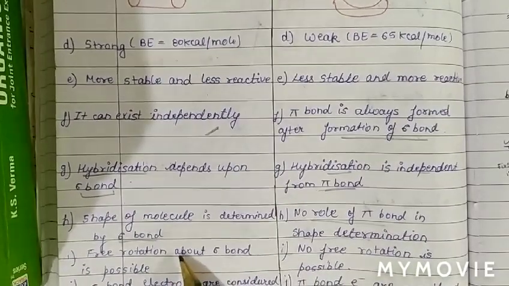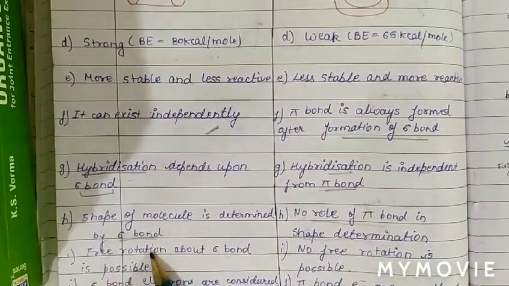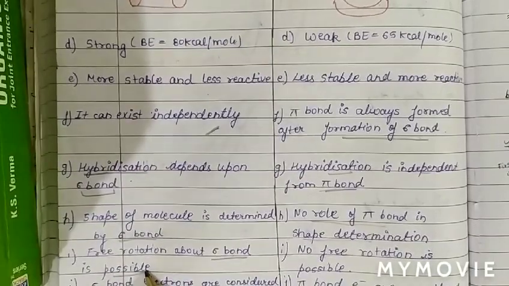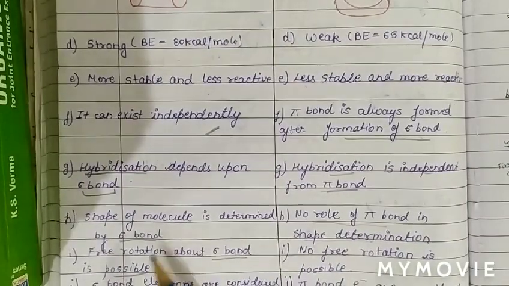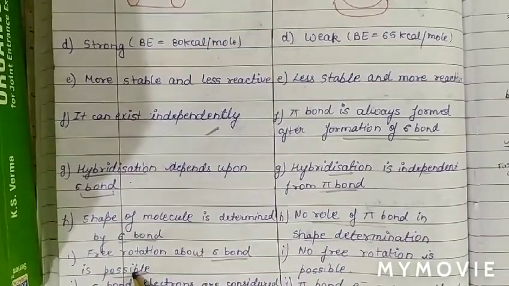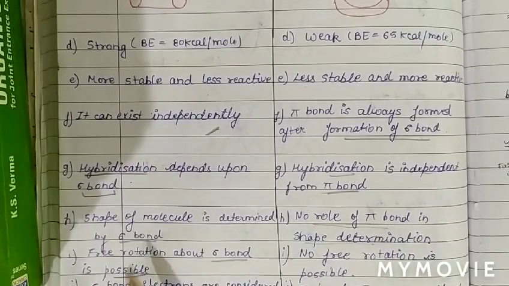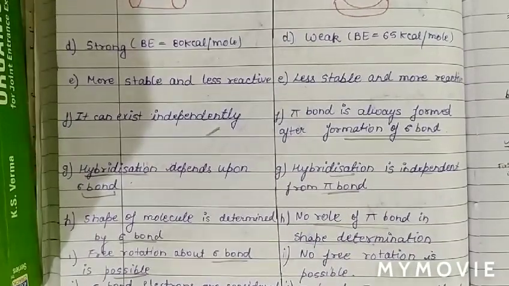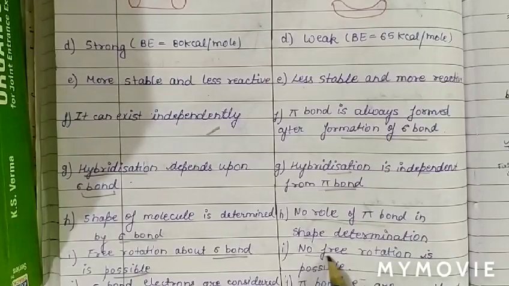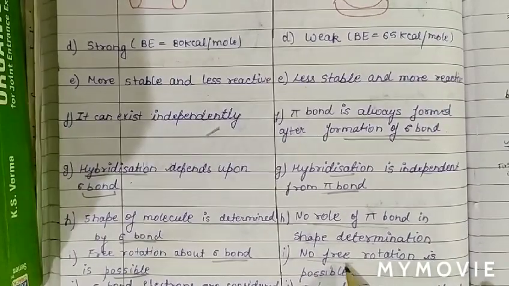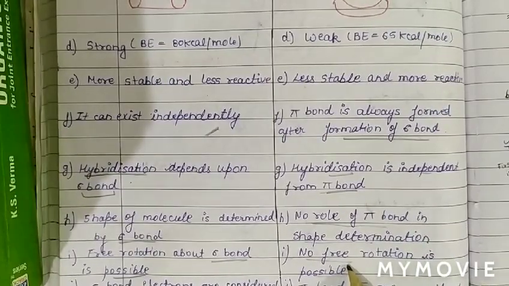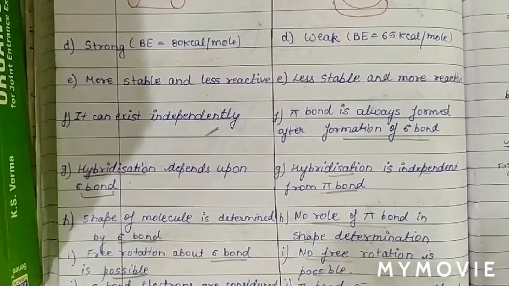As we know, when a sigma bond is present, free rotation about the sigma bond is possible. We will discuss this in organic chemistry. Free rotation about a sigma bond is possible, while no free rotation is possible about a pi bond, because if we rotate it, there is a chance of breaking the pi bond.